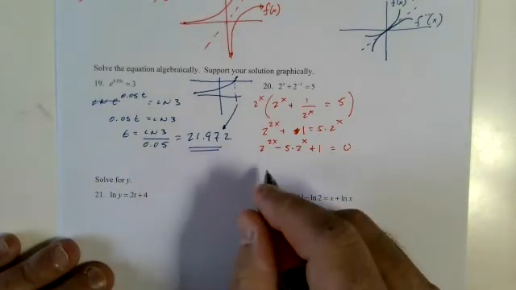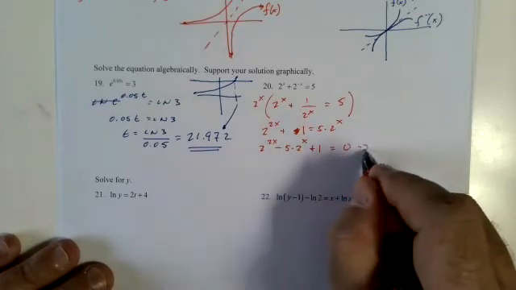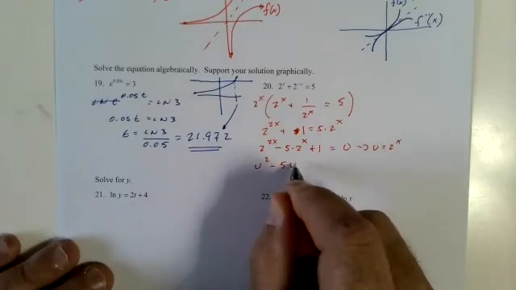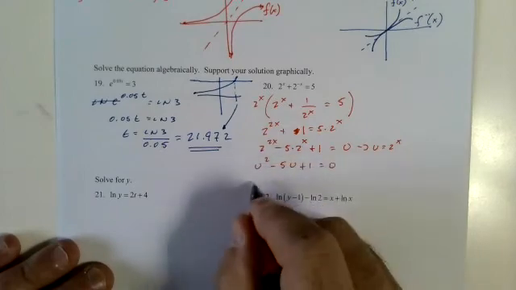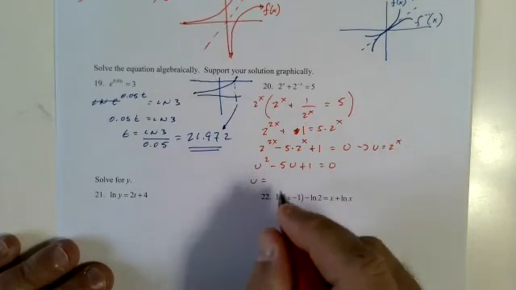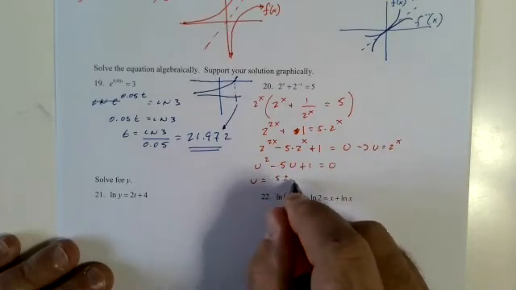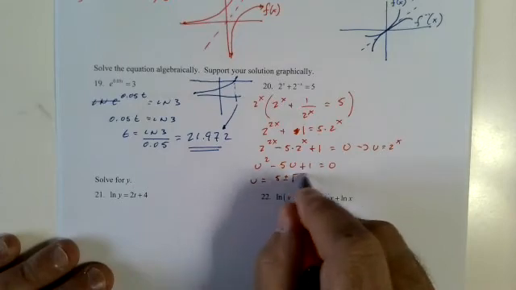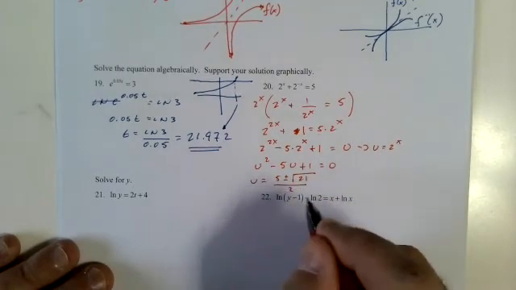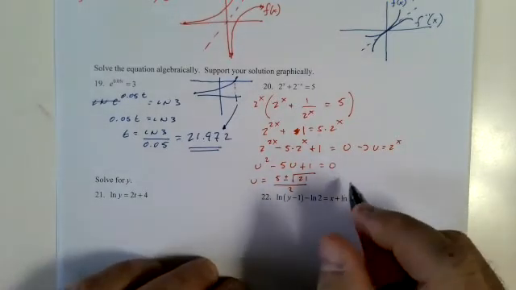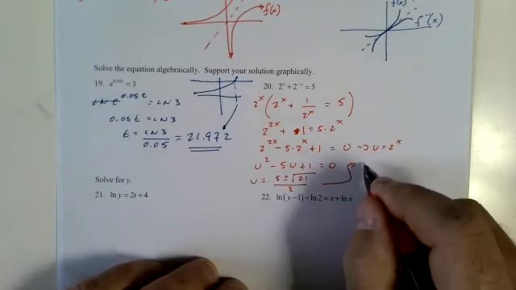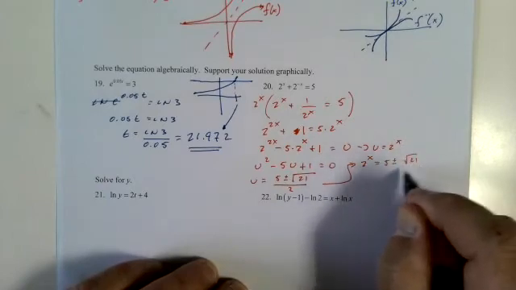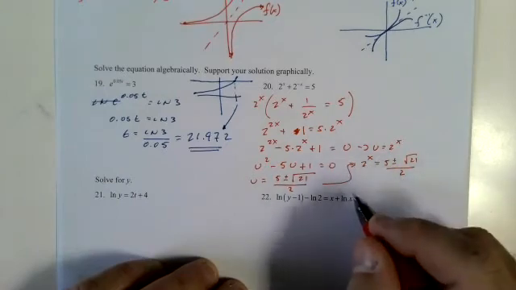All right, let's do a little u substitution. Let's say that u equals 2 to the x. So this would be u squared minus 5u plus 1 equals 0. U equals, we're going to have to do negative b, 5 plus or minus square root of b squared, 25 minus 4, 21, over 2. Wow, this is really hard. All right, well, let's see if I can fit this in. I'm getting out of space here. That means 2 to the x, u, equals 5 plus or minus square root of 21 over 2. I take log base 2 of both sides and do some funky math.